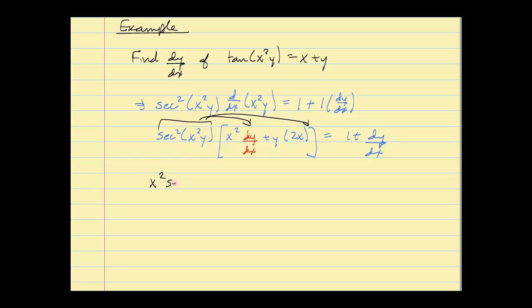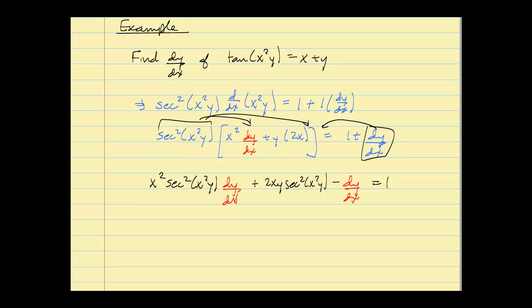So let's go ahead and see how that looks. x squared secant squared of x squared y, and then this is my dy/dx. So again, this is just secant squared of x squared y distributed to this first term, plus 2xy secant squared of x squared y. That is just this secant squared of x squared y distributed through to the second. I'm going to go ahead and subtract this dy/dx across, and I get equals 1 here. So this dy/dx I just moved across.